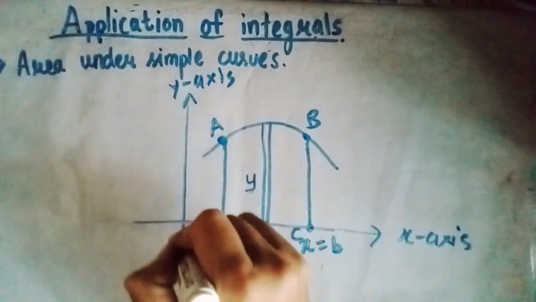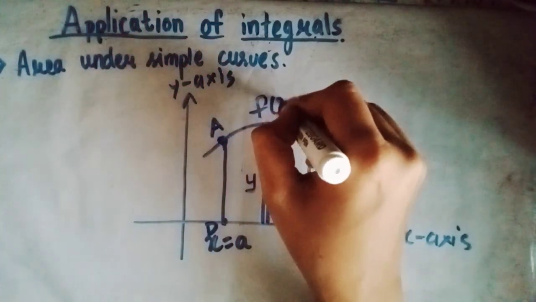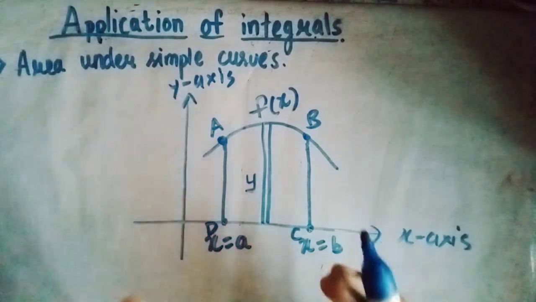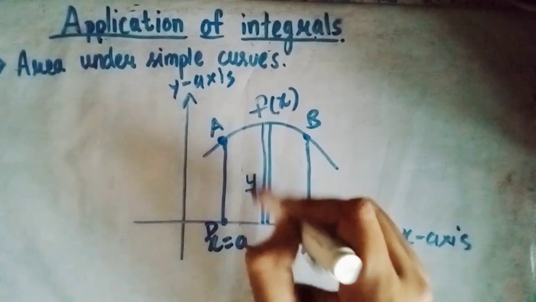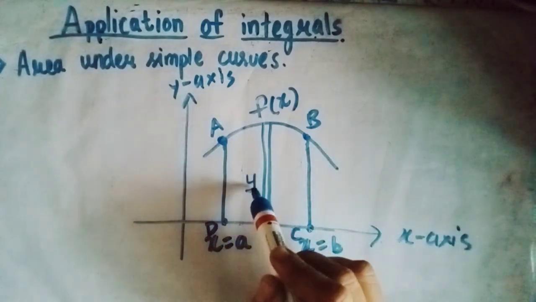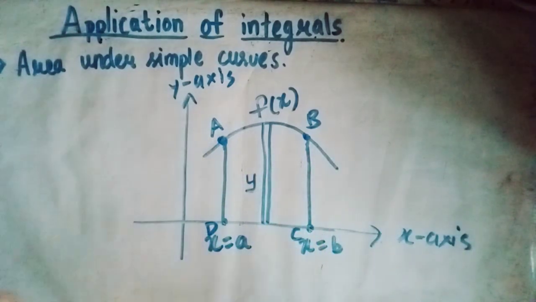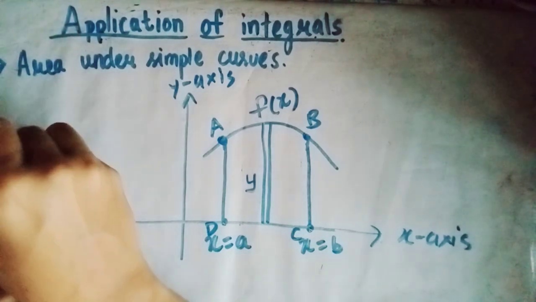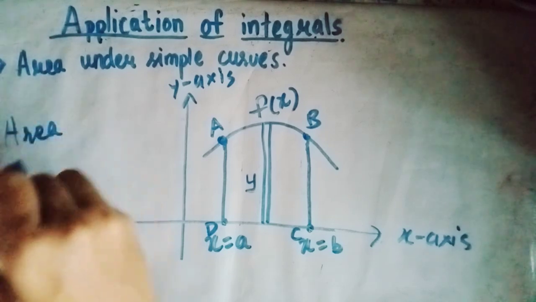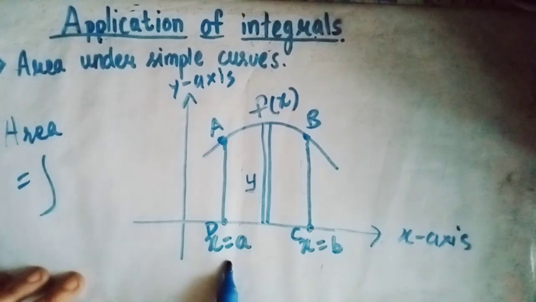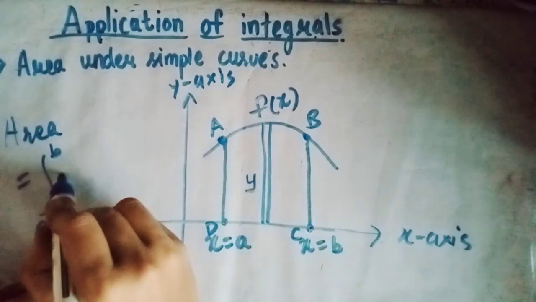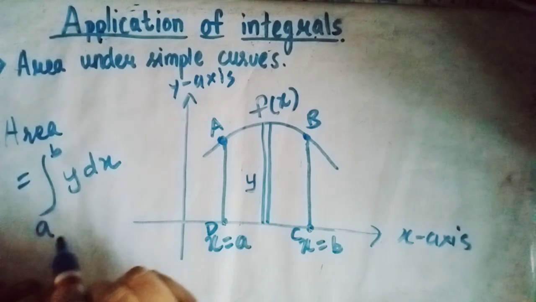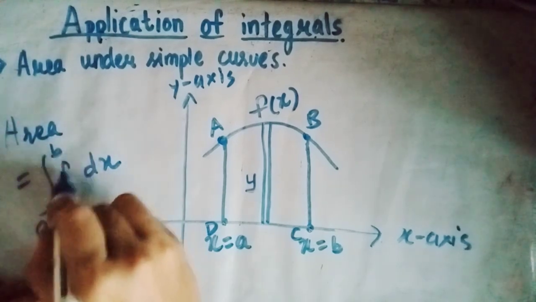We write y as a function of x. So we are considering small strips of y, and then we are adding them up. So it becomes an integral. The area of this curve is given by the integral from a to b, that is the limit, of y dx, and y is nothing but f of x.